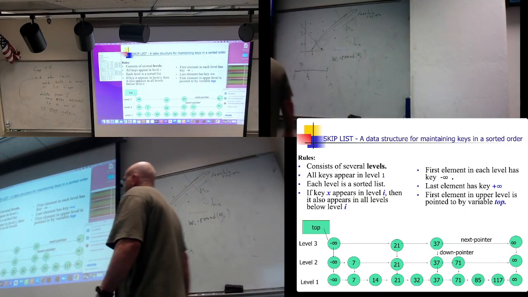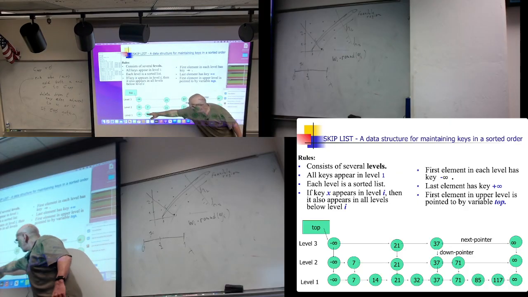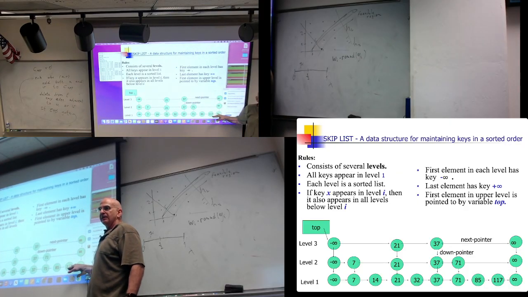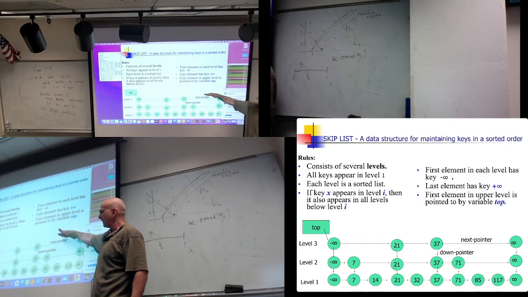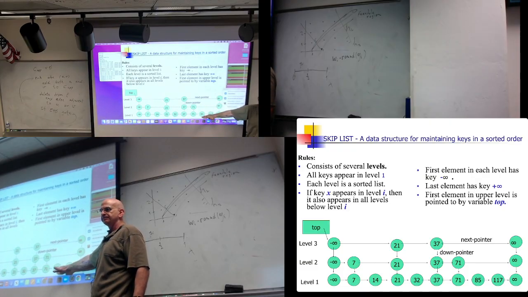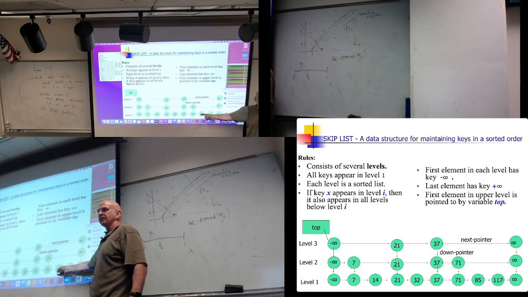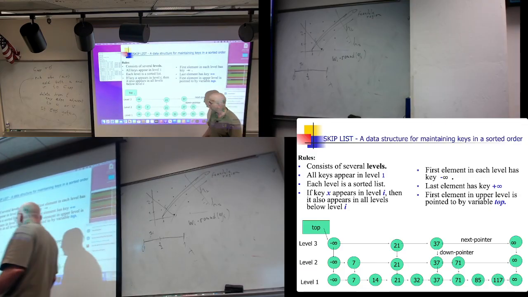Skip list. What are the rules of the skip list? Keys are all stored in level 1. There are multiple levels in the skip list. The lowermost level stores the keys, and it also stores auxiliary data, like if the key is a student ID and the auxiliary data is a record of the student; it will be associated only with the lowermost level. You want to store it only once.